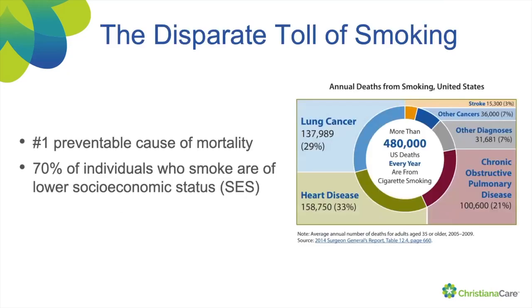It's important to note that smoking continues to be the number one preventable cause of early mortality in this country, claiming nearly 500,000 lives every year. Most of those through heart disease and lung cancer and COPD, as well as a number of other respiratory illnesses. Importantly, 70% of individuals who smoke are of lower socioeconomic status, and we see much higher rates among people who have chronic disease, including mental illness, and people who have housing instability, including the homeless. So this is a leading cause of early mortality that very much disproportionately affects marginalized communities. Next slide, please.